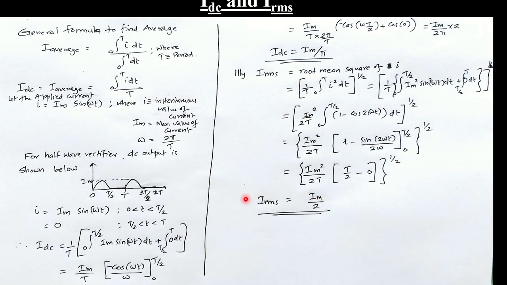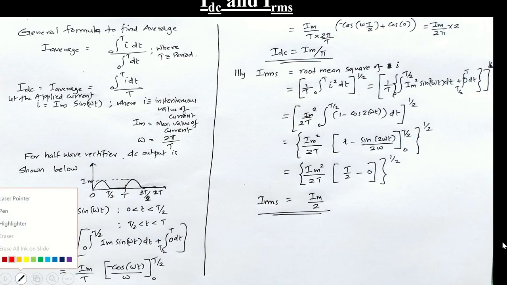So the IRMS value is Im by 2. Now this is the case for a half wave rectifier. Now for the full wave rectifier, you have to take the IRMS from 0 to T by 2. The period is T by 2, and if you substitute it here and do the same calculation, you can see that for a full wave rectifier, IRMS is equal to Im by root 2.